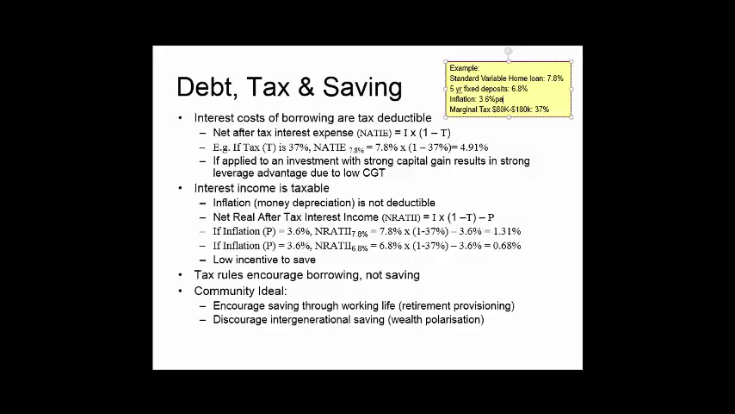By contrast, the social benefit, the economic ideal, is actually to encourage saving throughout a person's working life in order to provide for retirement. However, simultaneously, there is an advantage in discouraging intergenerational savings because this causes eventual wealth polarisation, which has been associated with economic collapse and political unrest.